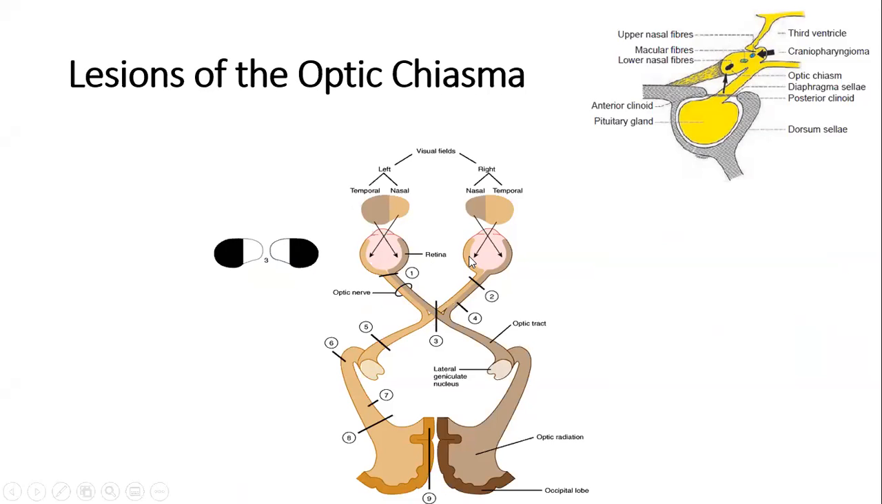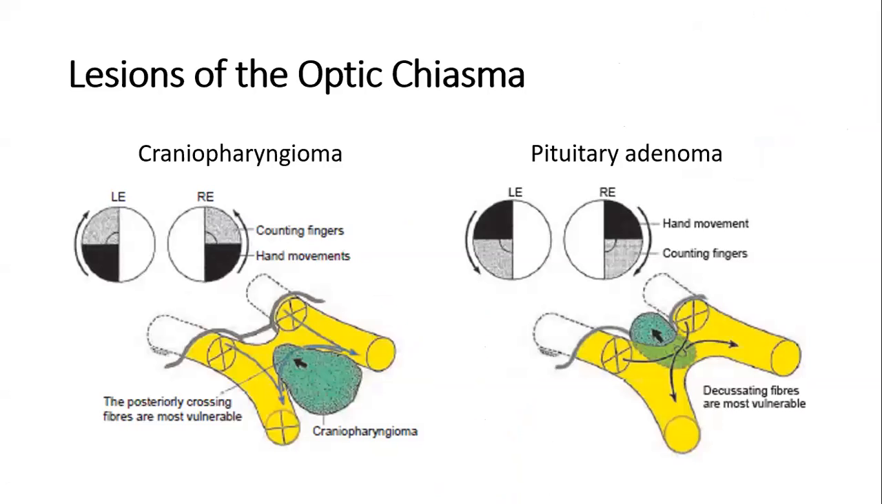When the nasal fibers are affected, it is the temporal field that the person does not see. That's why we get a temporal hemianopia on both sides. This we call a heteronymous defect. This is a bitemporal hemianopia. Okay. So now we will understand what is the difference between a pituitary adenoma and a craniopharyngioma.